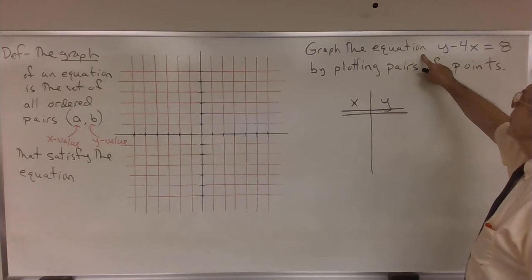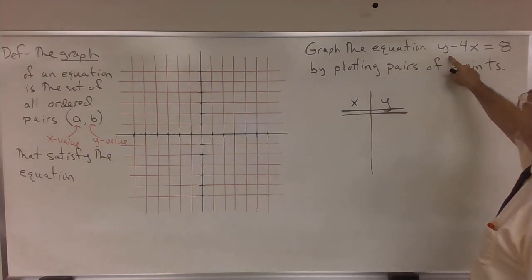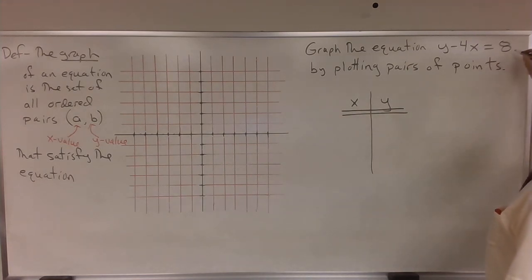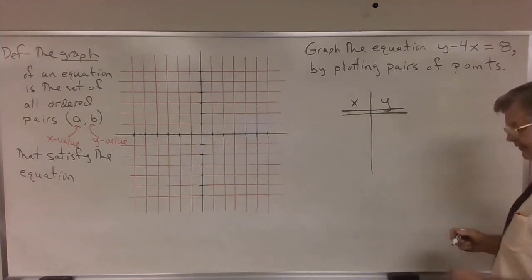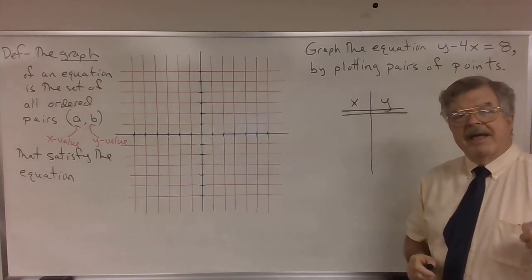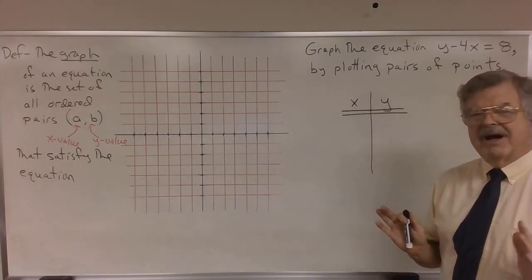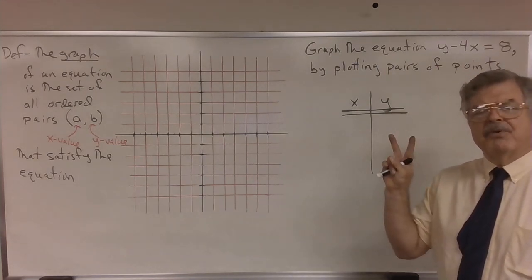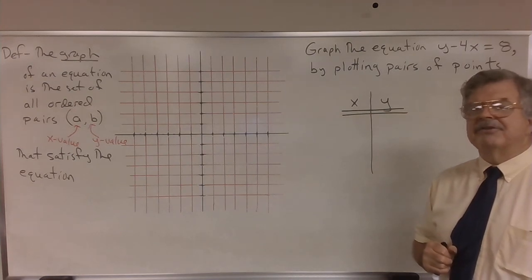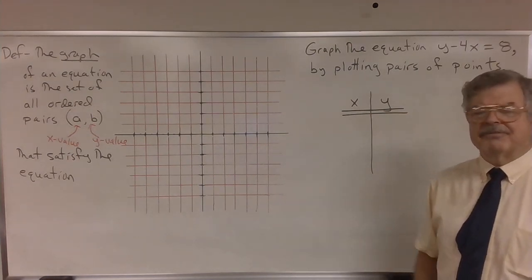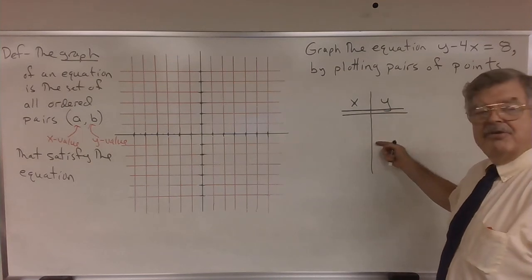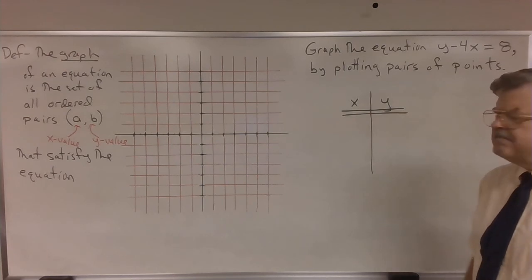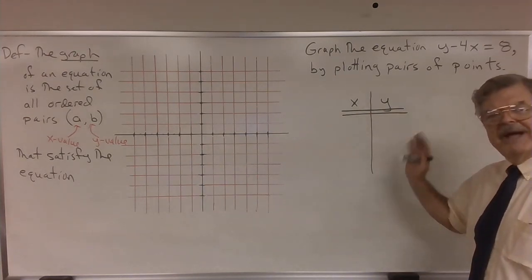Here in this example, we're told to graph the equation y minus 4x equals 8 by plotting pairs of points. And we're going to be graphing lines. So let's see, if we heard the expression 2 points determine a line, or a line is the shortest distance between 2 points. If we have 2 points, that's enough. We might want to get a third point just for verification to make sure that the first two actually do work.